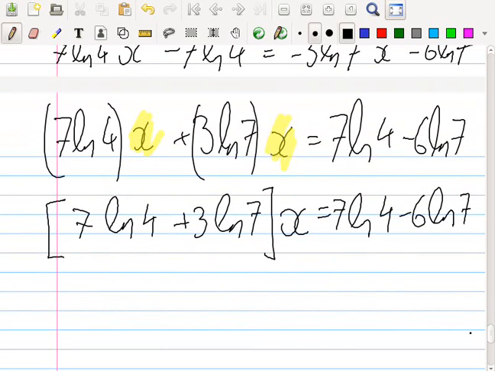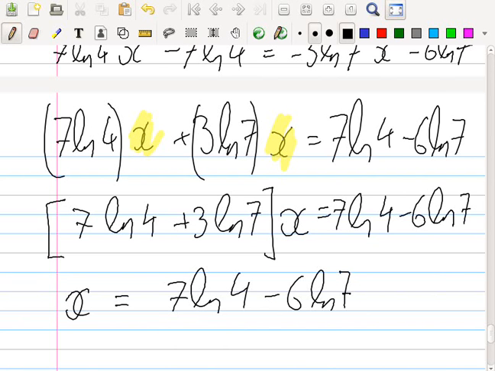And there's only really one line left to do. What should I do at the end here? What should I do? Divide by what? This square bracket here. Yeah? So I get x equals 7 log 4 minus 6 log 7 all over 7 log 4 plus 3 log 7.